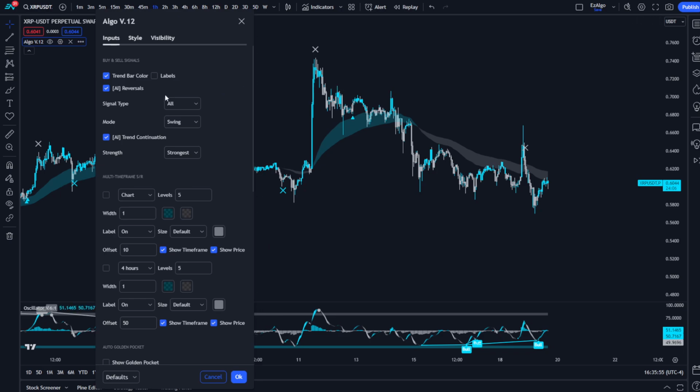However, we've added new AI reversal signals. Now, these will give you the most optimal entry. And the reason that we wanted to add new buy and sell signals is that people were saying that the entries were a little bit late, right? The buy and sell signals are used for confirmation in previous updates.